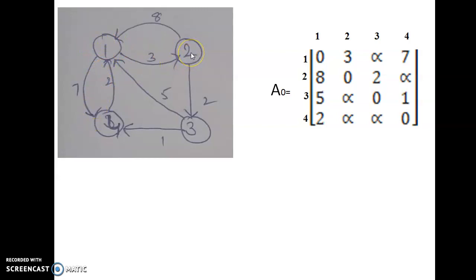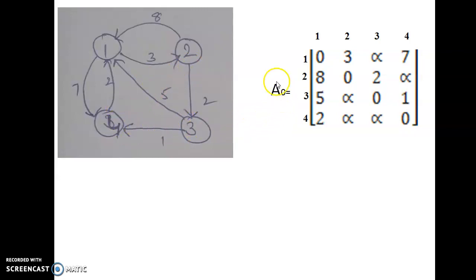Likewise we represent from 2 also. 2 to 1 is 8, 2 to 2 is 0, 2 to 3 is 2, 2 to 4 there was no route. Similarly from 3, 3 to 1 is 5, 3 to 2 there was no route, infinity, 3 to 3 is 0, 3 to 4 is 1. And from 4, 4 to 1 is 2, 4 to 2 there was no direct route, 4 to 3 there was no direct route, 4 to 4 is 0.